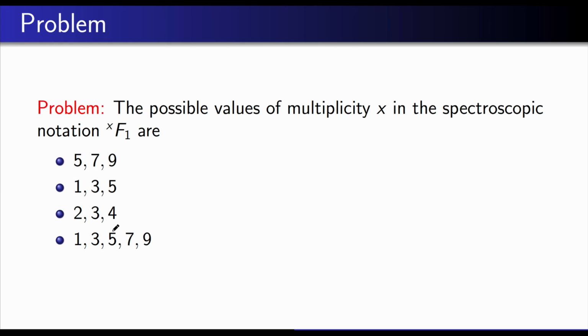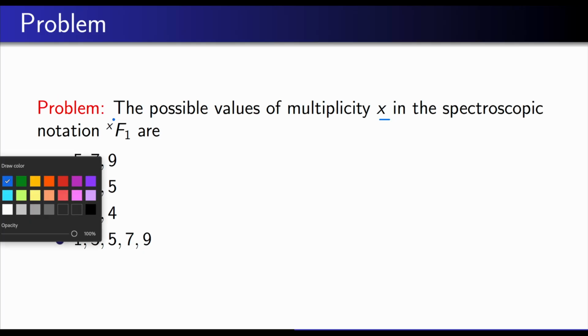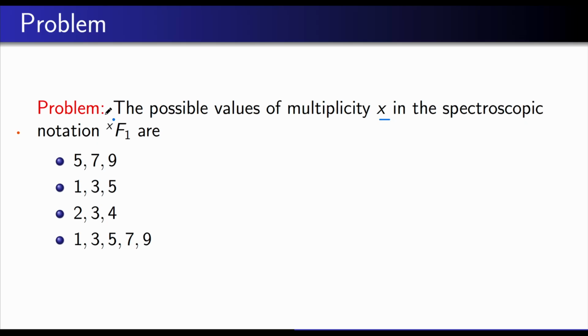Now we go to another problem. Here we are asked for the possible values of multiplicity X in the spectroscopic notation. This is a spectroscopic notation of an energy level. So what are the possible values of X?